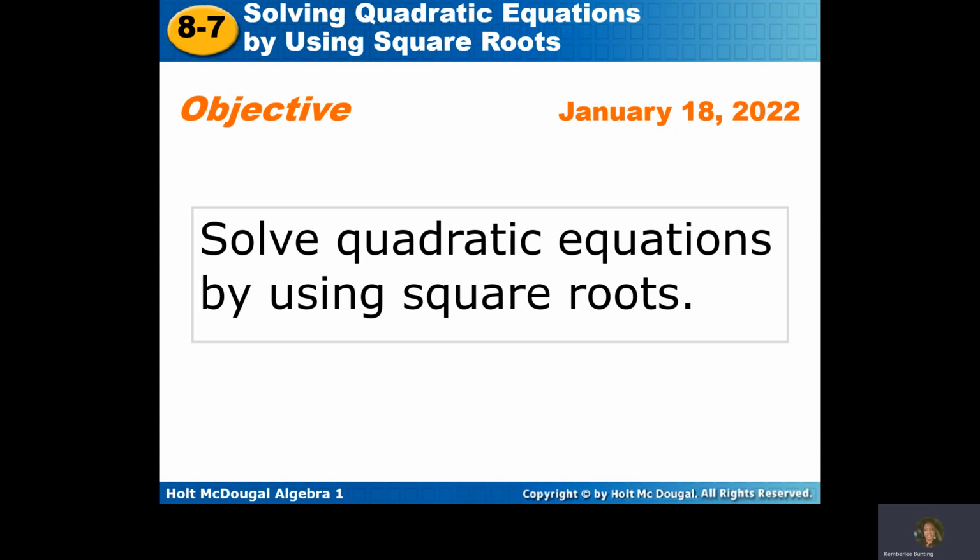All right, guys, today's date is January 18th, 2022. And you guys are about to learn how to solve quadratic equations by using square roots. Go ahead and commit this objective to your notes, please.